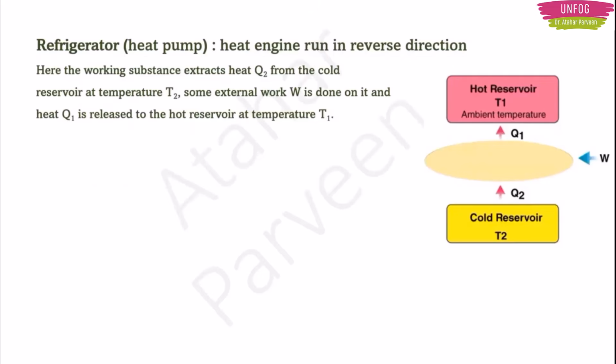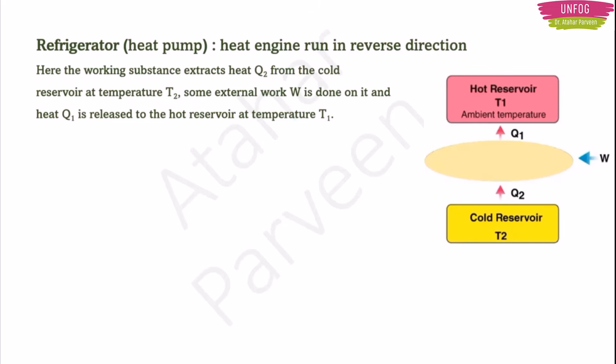Now let's talk about the refrigerator. Refrigerator is also known as heat pump. That was heat engine. This is heat pump. Obviously we all know the refrigerator is the opposite of a heat engine, right? A heat engine runs in the reverse direction. If you make it run in reverse direction, then you will get a refrigerator. So what will happen here? There will be a working substance, but it will extract heat from the cold reservoir and utilize some of that heat in doing work, and the rest of the heat will be released in the hot reservoir of temperature T1. Basically, it is the opposite of a heat engine.